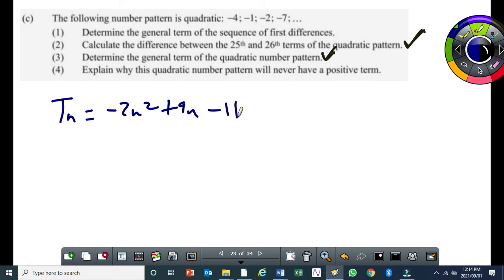Right? So first thing, we have to complete the square. So if I complete the square, first thing I must make the coefficient of n squared positive. Do you remember?